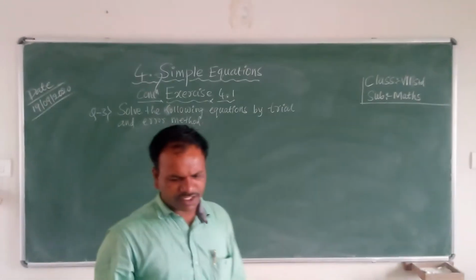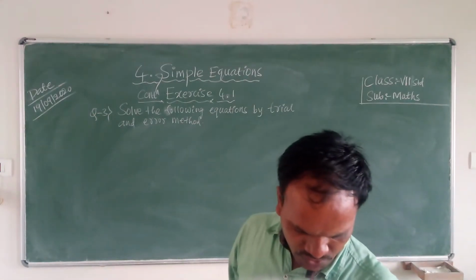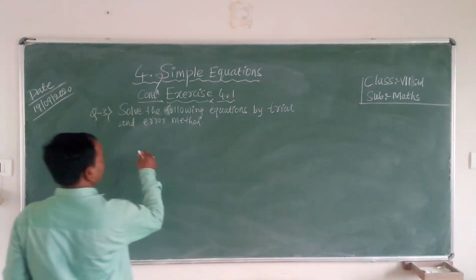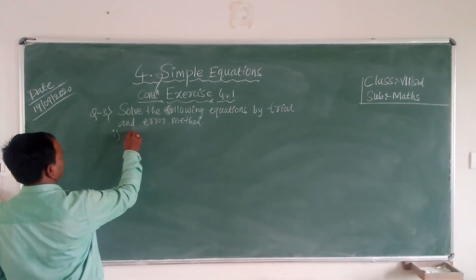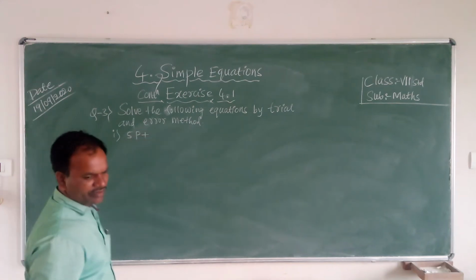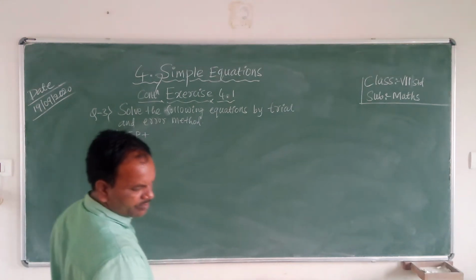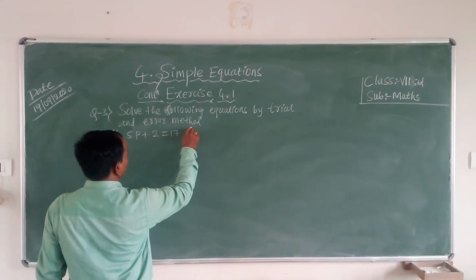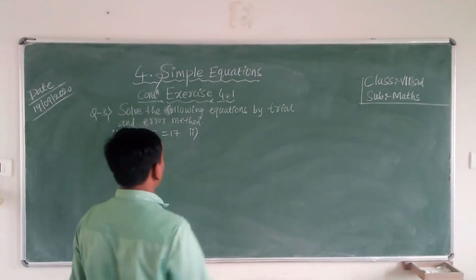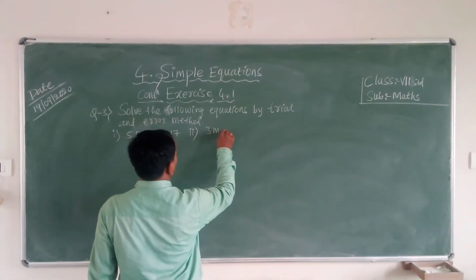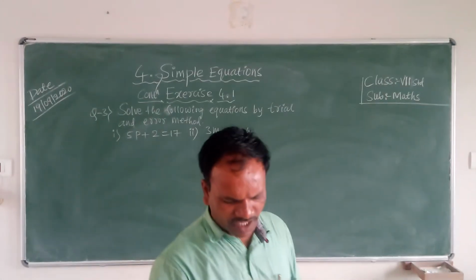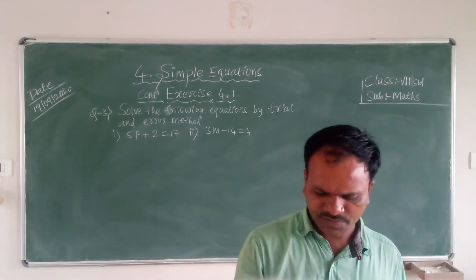So like this inside, two equations are there. First equation: 5p plus 2 is equal to 17. Second one is 3m minus 14 is equal to 4. So like this is given, trial and error method, my dear students.